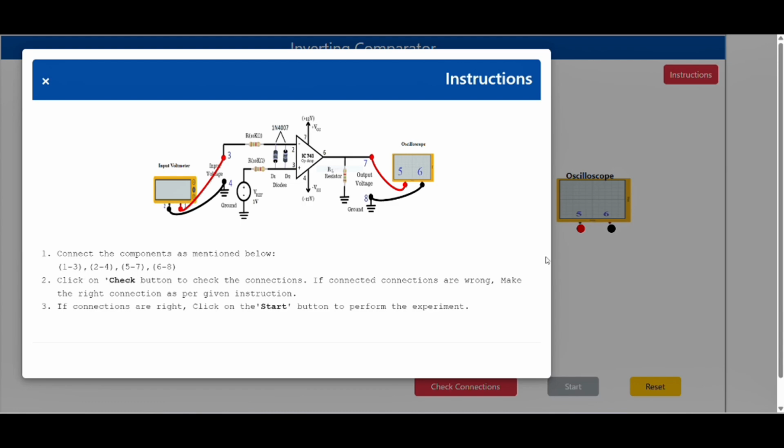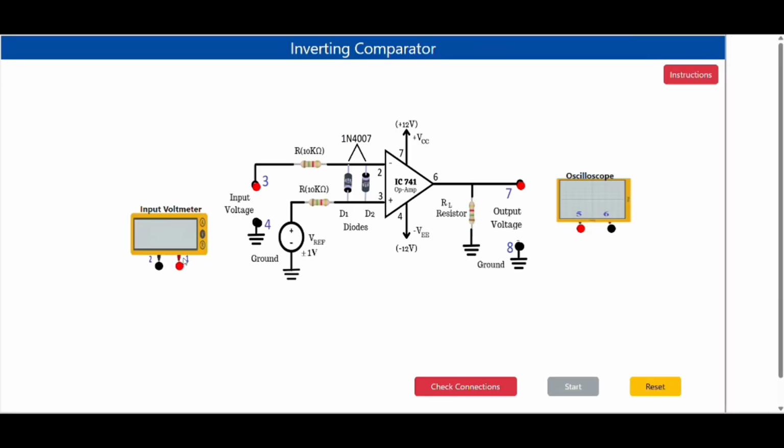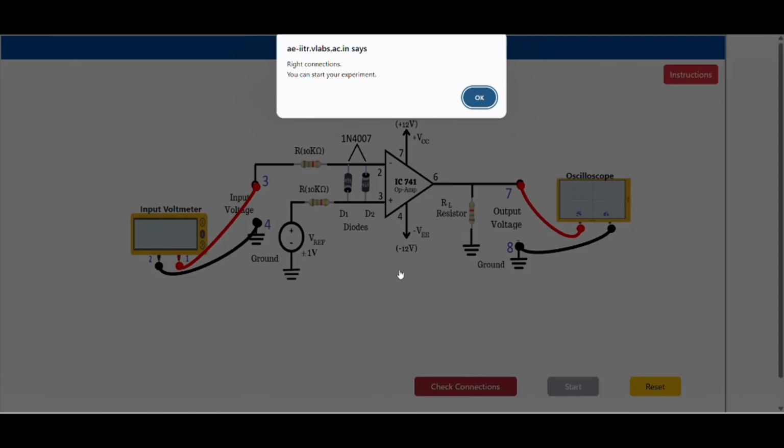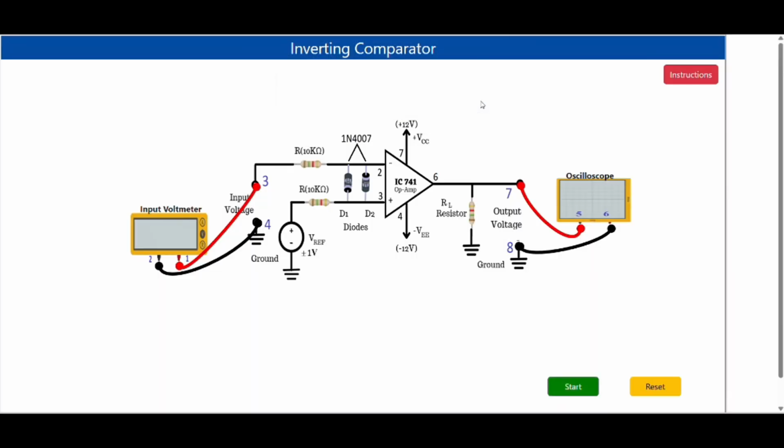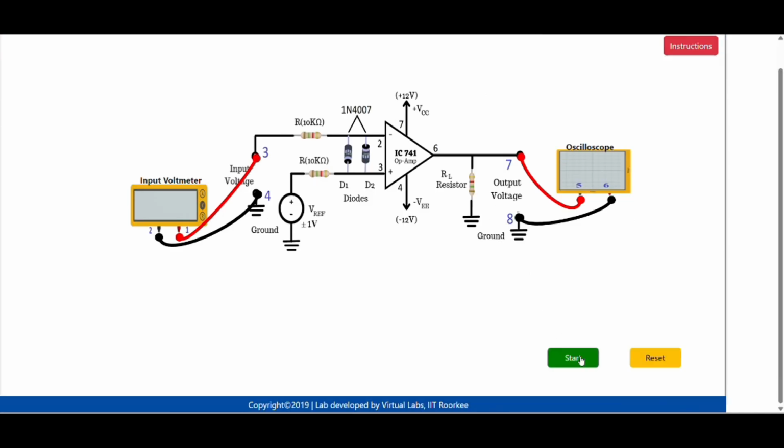First we are going to see about giving the connections. 1 to 3 and 2 to 4, and 2 goes to ground. Then on the right side, 5 to 7 and 6 to 8, connected to ground. Then we check the connections. It notifies that the connections are right, and it says that you can start your experiment. Now we can start our experiment by clicking the start button. It's generating the graph.